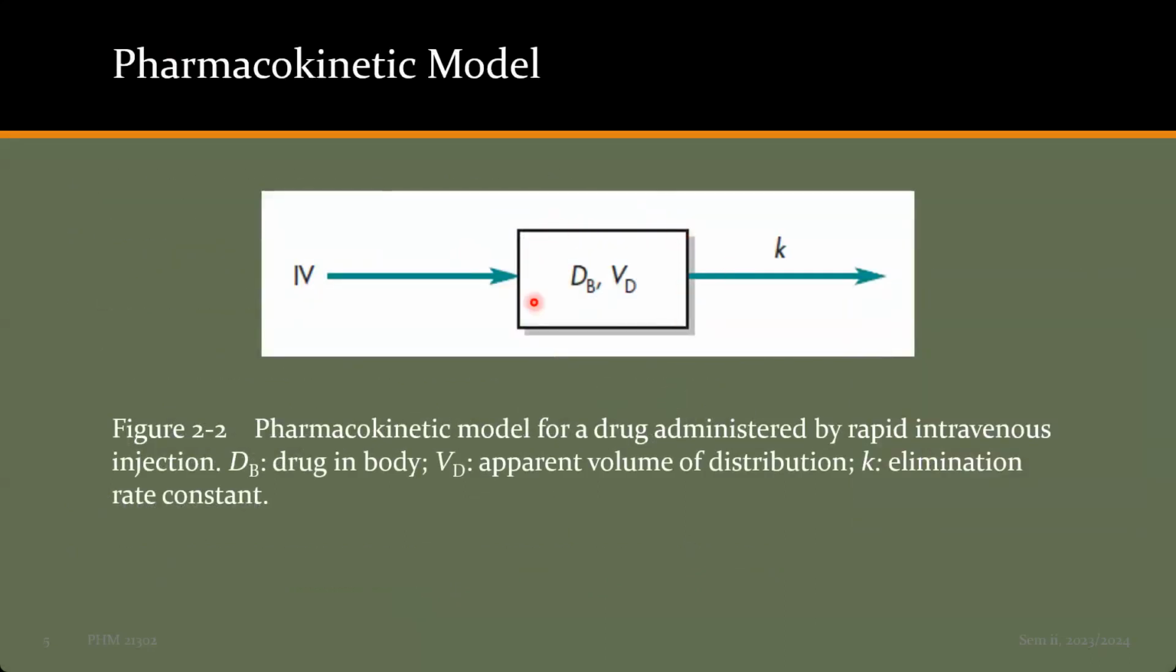We represent the body as one compartment. This compartment has an amount of drug in the body, and it has a theoretical volume. We call it volume of distribution. Theoretical, not the actual one. The drug is given by IV route. Since it is given rapidly, there is no rate of administration, so we don't put here any rate constant, but the drug is eliminated from the body following first order kinetics, and here K is the first order elimination rate constant.